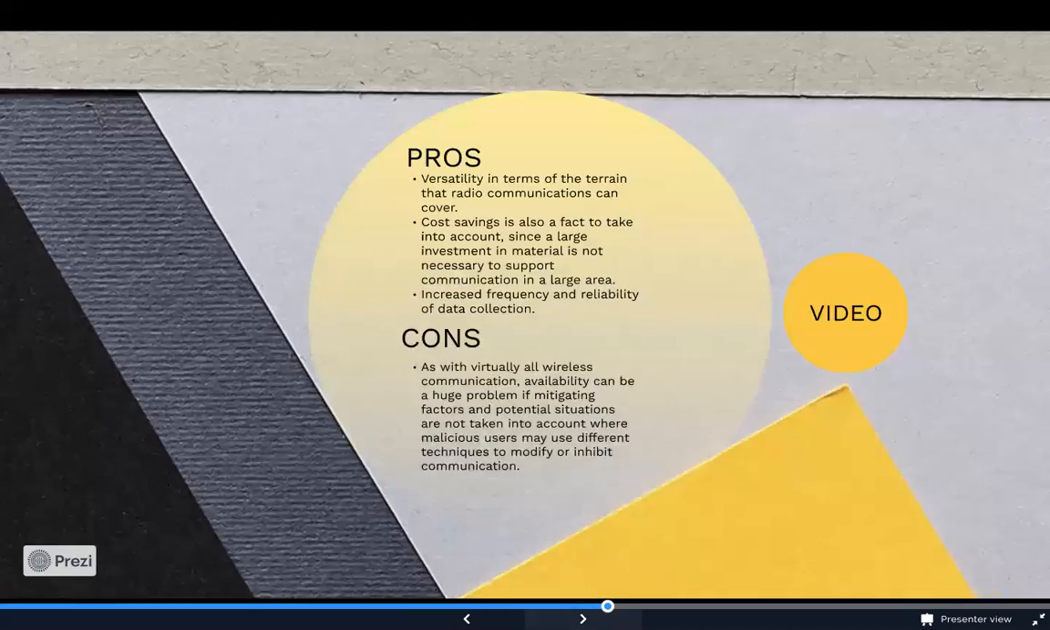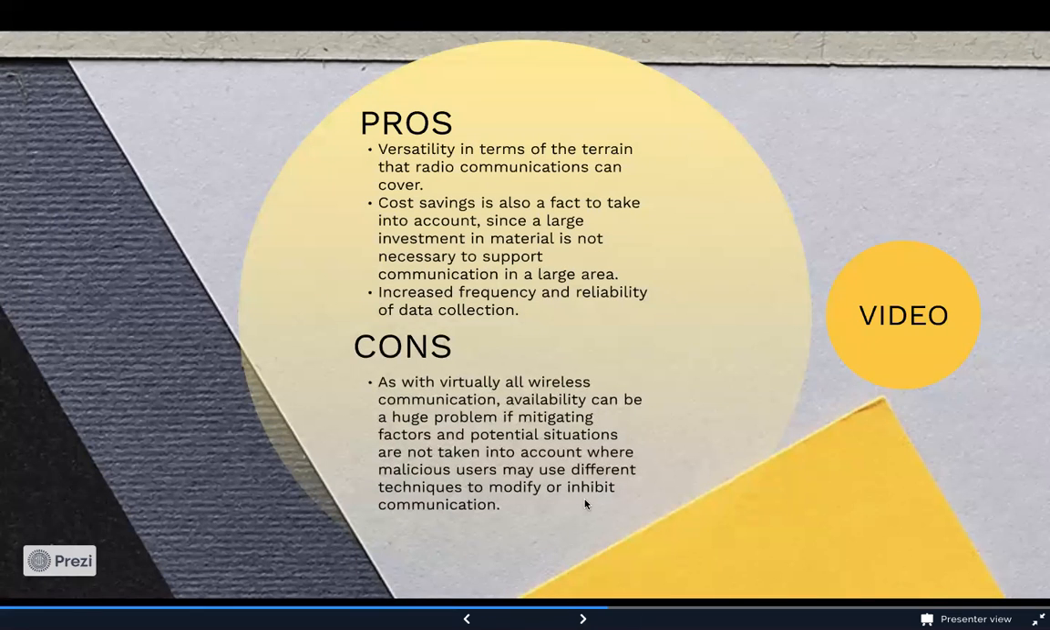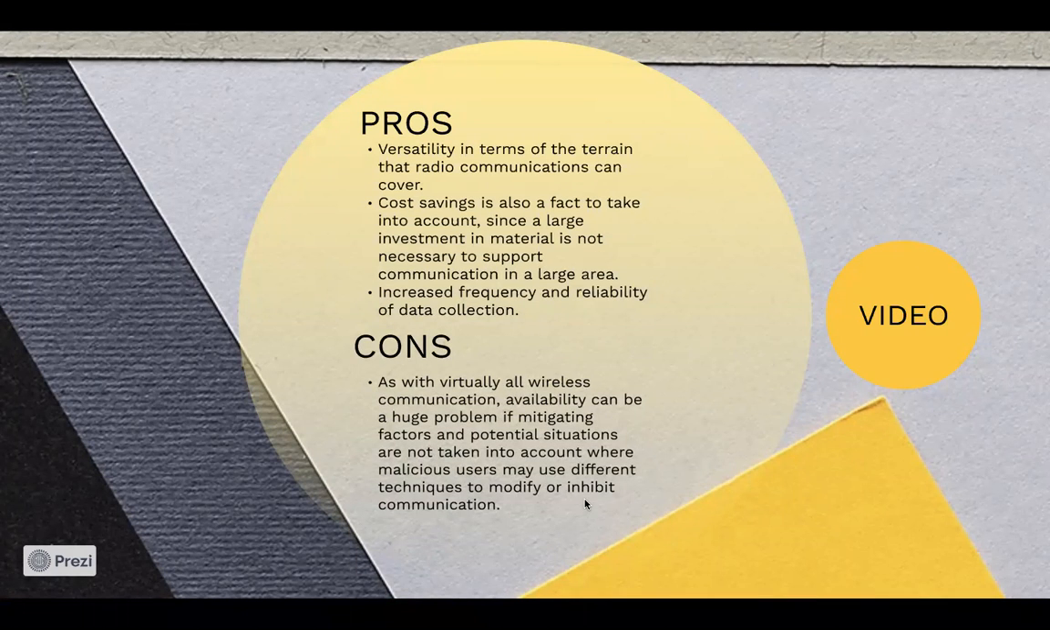Pros and cons. Pros. Versatility in terms of the terrain that radio communication can cover. Cost savings is also a fact to take into account since a large investment in material is not necessary to support communication in a large area. Great frequency and reliability of data collection.